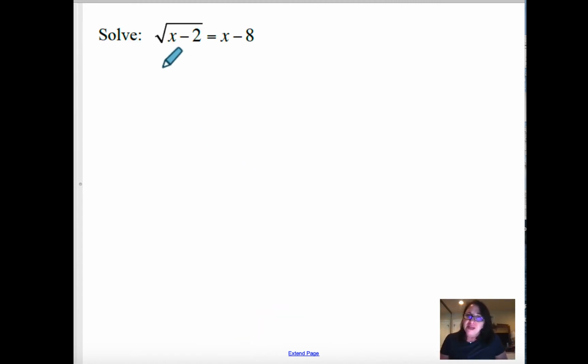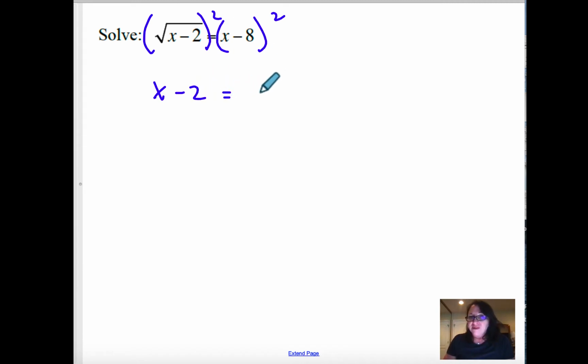For this problem here, your job is to solve for x. You have an option of moving this 8 over if you wanted to, but I'm just going to square both sides right here. And in doing that, on the left side, I get x minus 2. On the right side, I'm going to get x squared, and then negative 8x and negative 8x is negative 16x, and then plus 64.